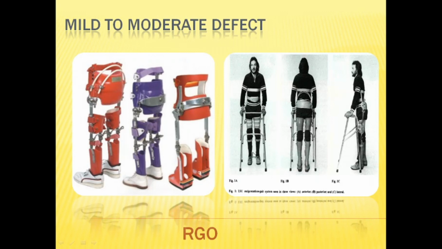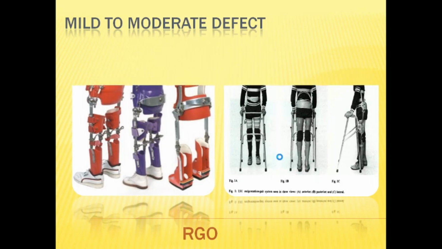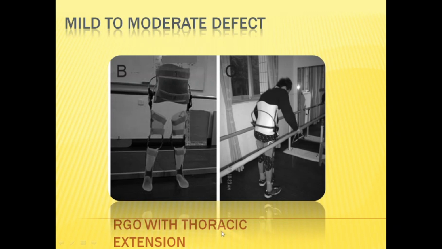This is the RGO with walker. Now RGO with the thoracic extension. This patient is wearing RGO with thoracic extension and walking in the parallel bar.